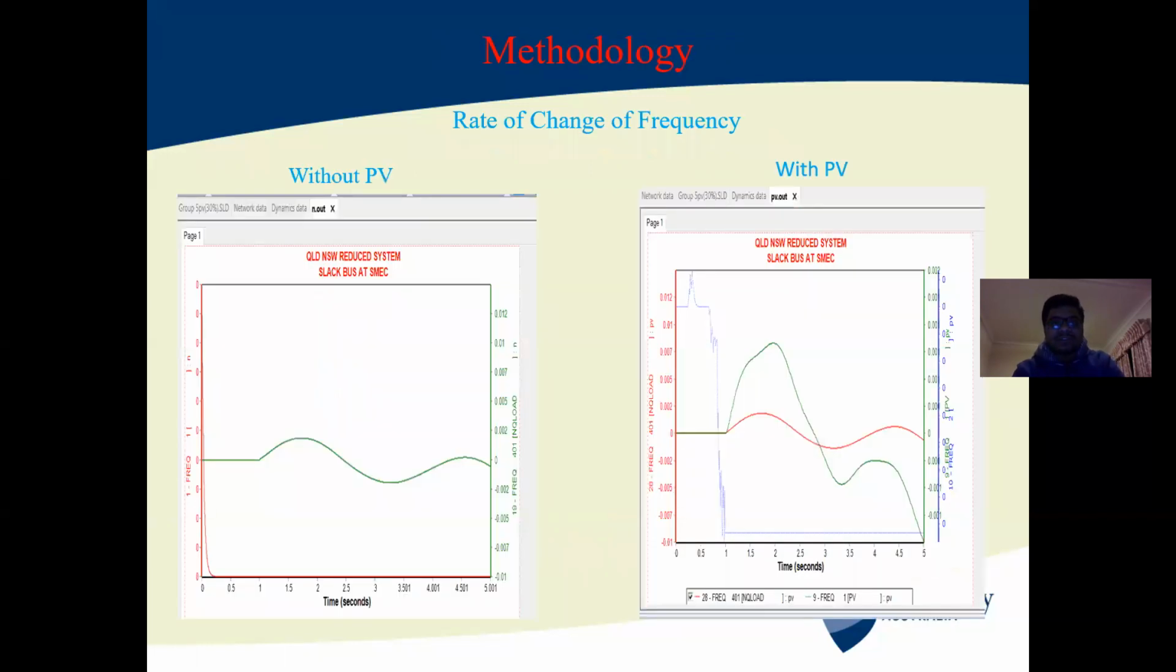The next is the rate of change of frequency. We performed the simulation in PSSE without PV and with a PV connection. With the PV connection, the rate of change of frequency is high, and for that we use a governor, and the main aim of the governor is to maintain the synchronous speed. By maintaining the synchronous speed, we maintain the frequency.